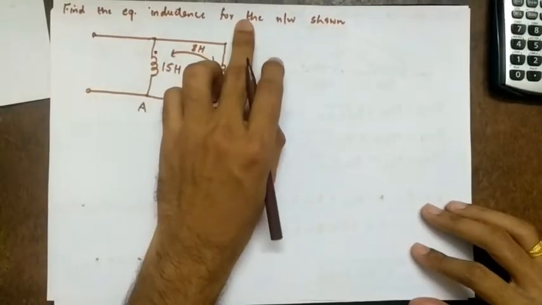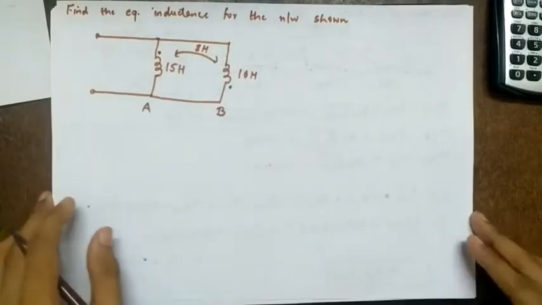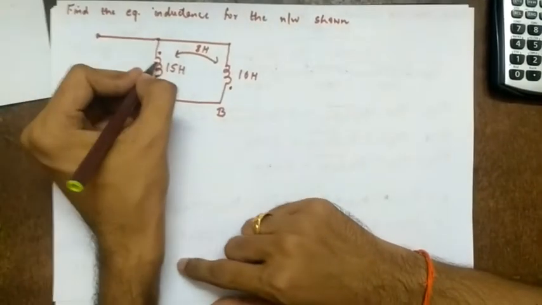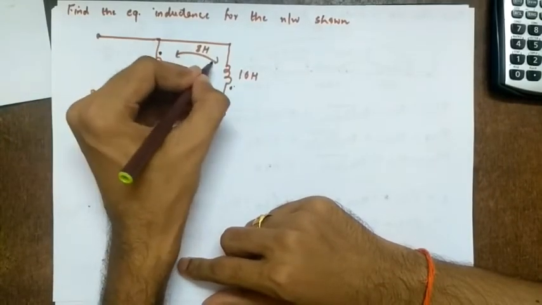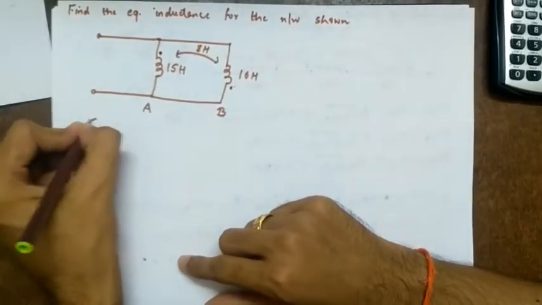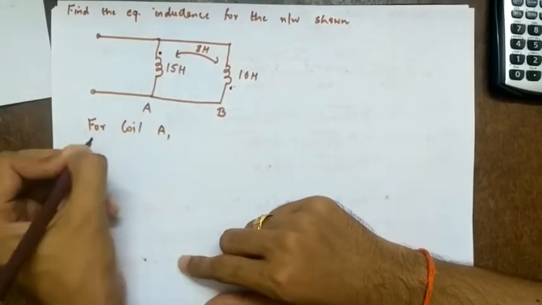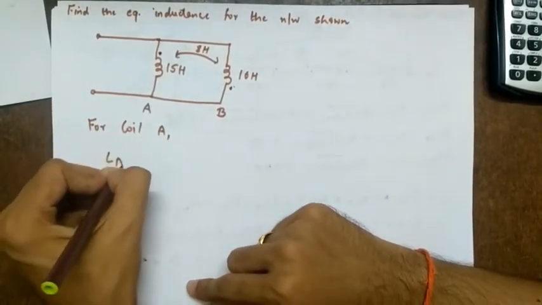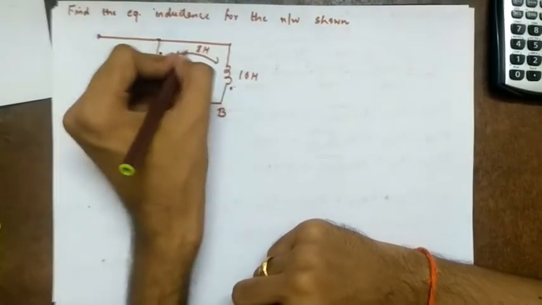Find the equivalent inductance for the network shown. Same question, but they have asked in a different way. So what is it? The two inductors are in parallel and these are the dots, and mutual inductance is 8 Henry. So we'll write for coil A, what we have is the inductance LA. It will be the total inductance of L1 with the shared one.